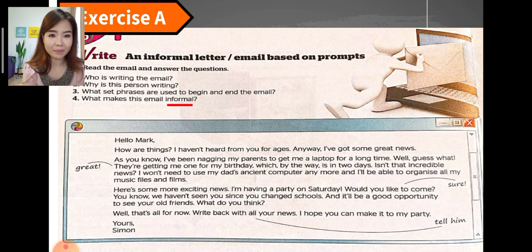Now, before we read the email, I would like you to go through questions 1 to 4, okay? And as you read later on, I would like you to skim and scan through the email and see whether you can identify the answers for questions 1 to 4. Number 1, who is writing the email? 2, why is this person writing? 3, what set phrases are used to begin and end the email? And 4, what makes this email informal? All right? Keep that in mind. Now let's read through the email.